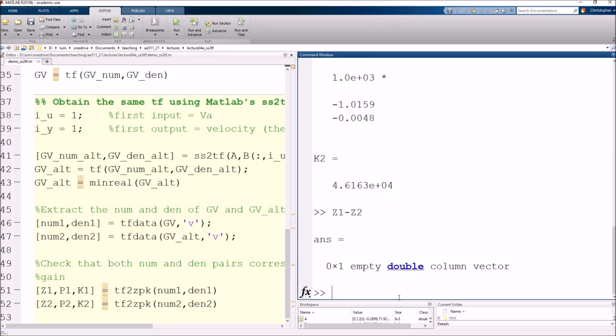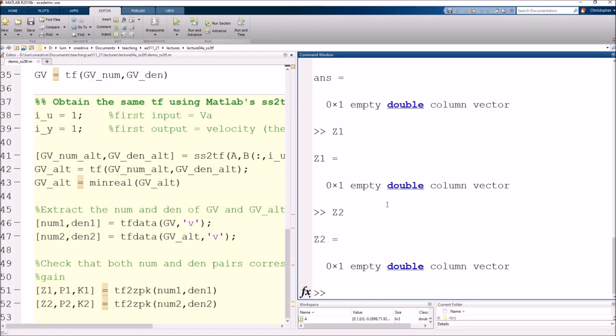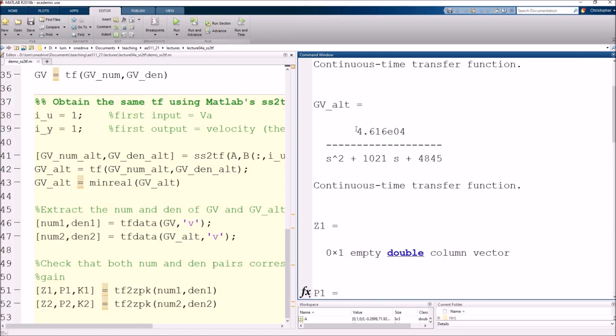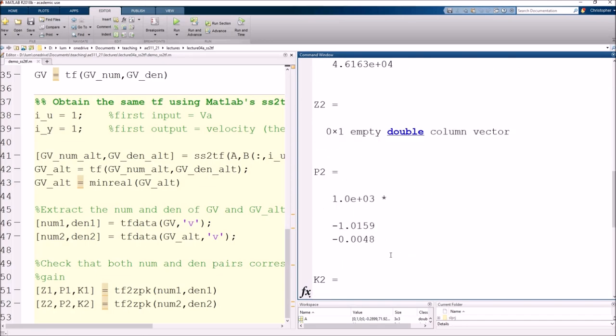Let's look at, how about Z1 minus Z2? There. Okay. Yeah. Actually, that makes sense because there are no zeros, right? Z1 is empty. Z2 is empty. That's because the transfer function has no zeros, right? You can clearly see there's no S's in the numerator, okay?